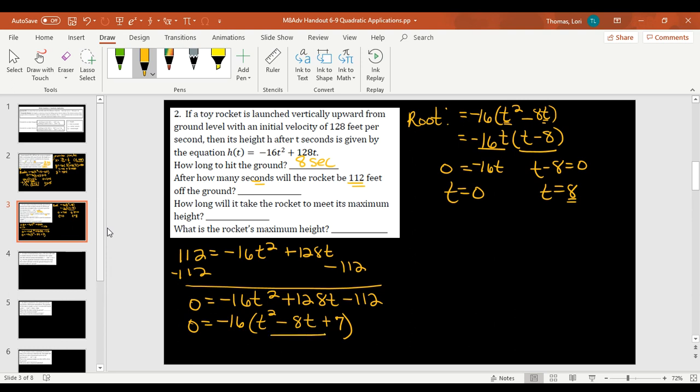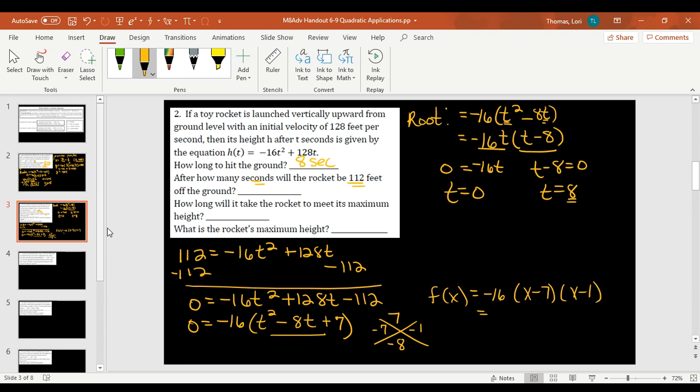So now let's factor this using our graphic organizer. 1 times 7, and my b is negative 8. It can only be negative 7 and negative 1, Ms. Thomas, come on. Okay, negative 7 times negative 1 is positive 7, and if I add them, I get negative 8. So when I rewrite this, I'm using f of x. I should have used h of t, but anyway, let's just move on. So I have the negative 16, the GCF, and then I have x minus 7 and x minus 1.